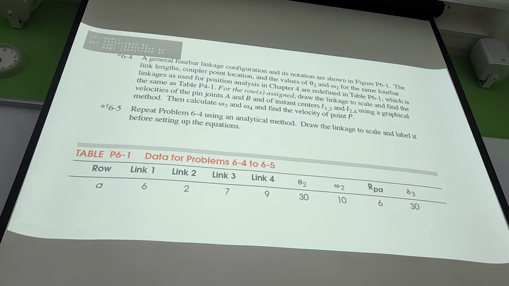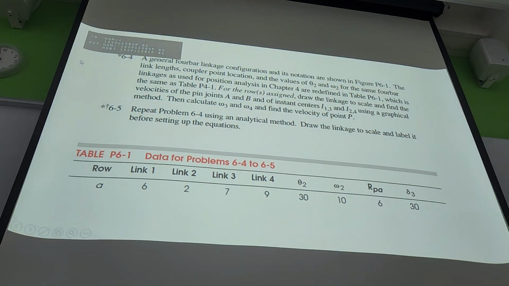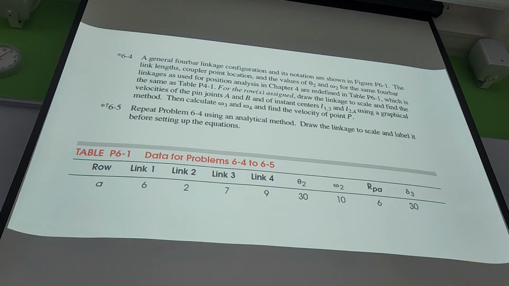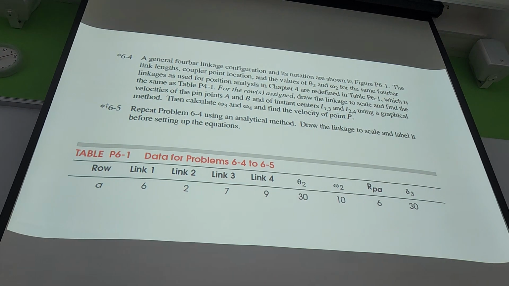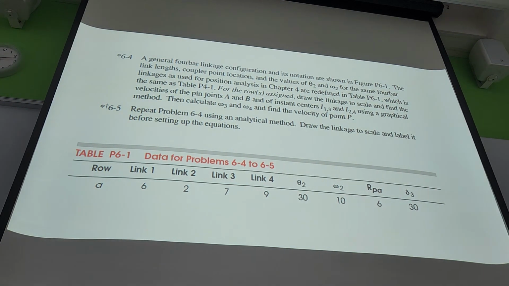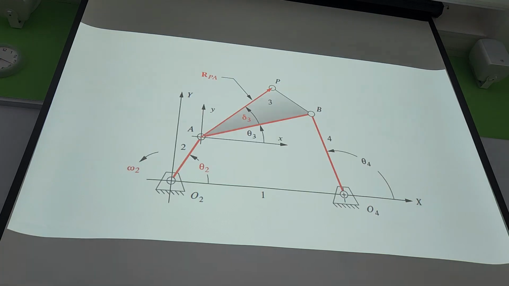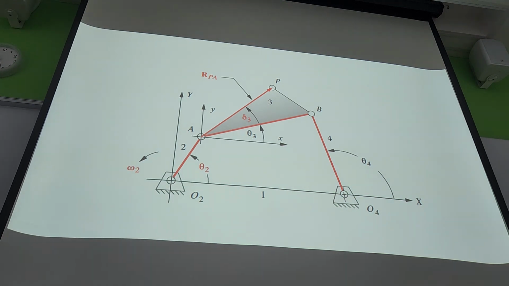You can just have a look at this example. This is about a 4-bar linkage mechanism. So what is the data given? You can see the length of link 1 is given, link 2, link 3, link 4. Theta 2 is given, omega 2 is given. This is the position vector A. Delta 3 is given. This is basically the shape of the mechanism. So theta 2, delta 3 is given.